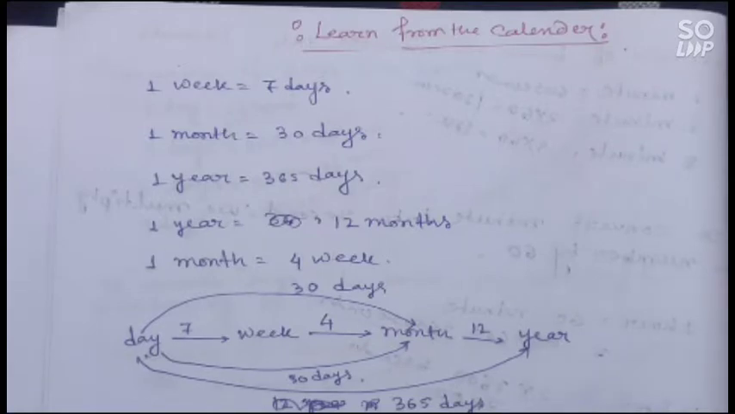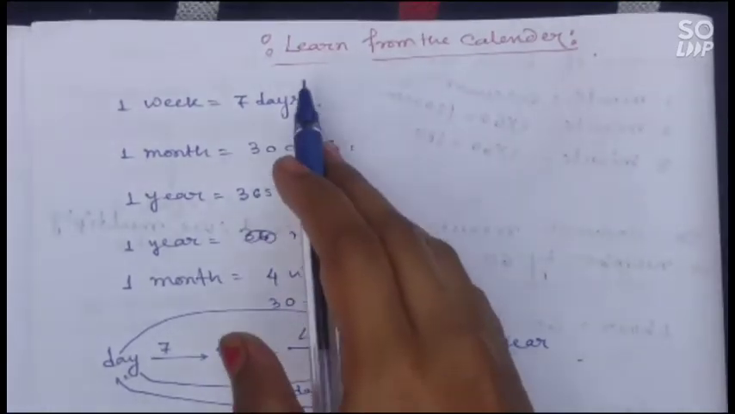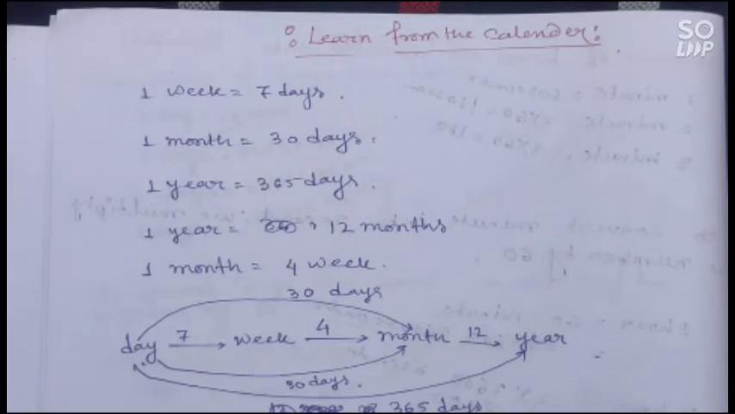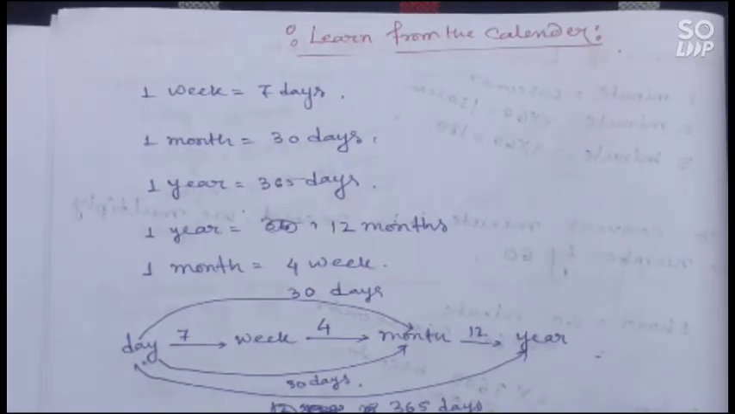So one topic is left from this chapter, that is what you can learn from the calendar. You know that we measure time not only by days, hours and minutes, but also by weeks, months and years.